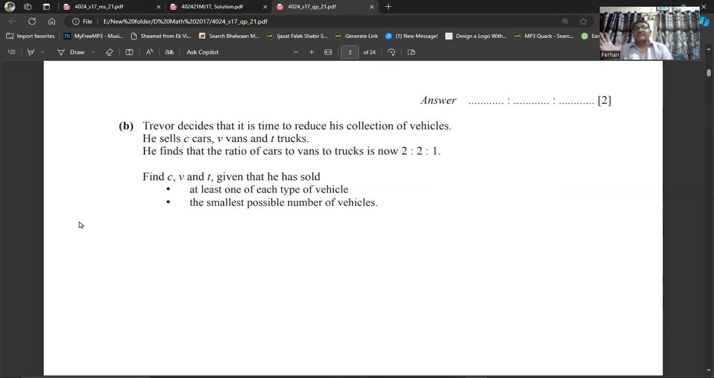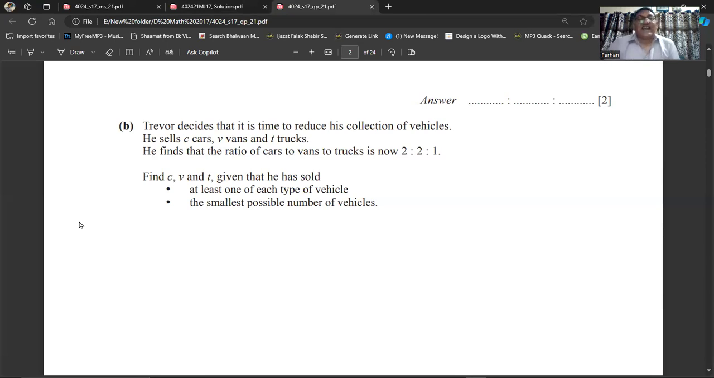C means the number of cars he has sold. V means the number of vans he has sold out of his collection. And the T means the number of the trucks he sold. He finds that the ratio of the cars to the vans to the truck is now 2 ratio 2 ratio 1. That means the remaining, after the sale, the remaining cars, vans, truck, their ratio is 2 ratio 2 ratio 1. Because in the ratio you have simplified it. So I will show you how this proceeds.